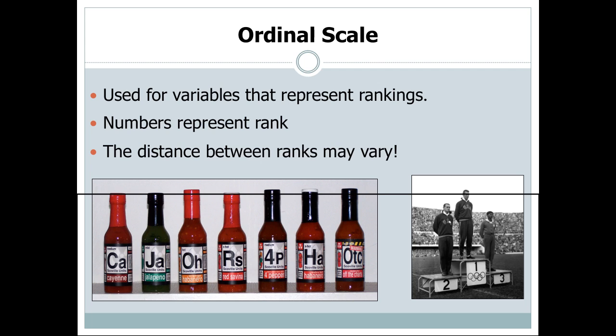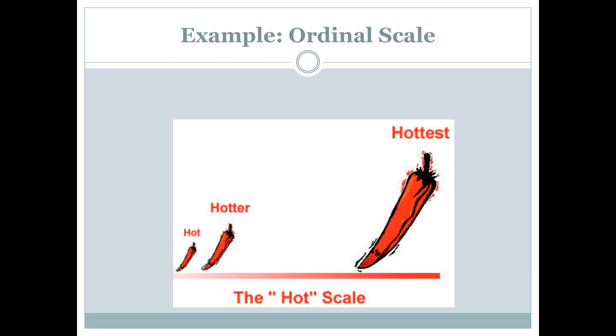In the previous example of nominal variables, if you have the categories of boys and girls, it really does not matter if you assign girls to be a 0 and boys to be a 1. The order there does not matter, but in ordinal, order matters, and that is the main difference between the two. Again, here's a visual of the hot scale moving from hot to hottest.